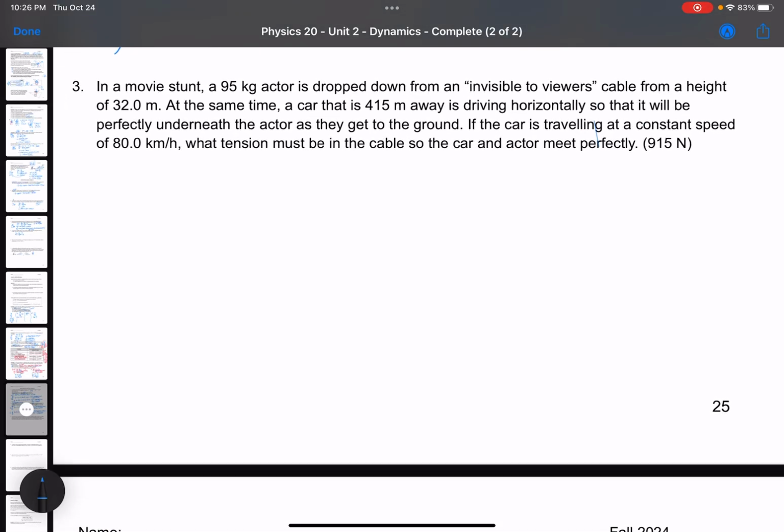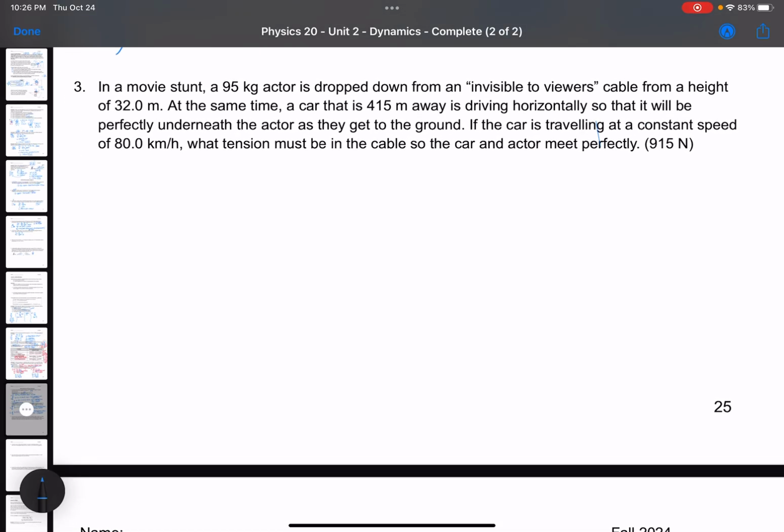All right, in a movie stunt, a 95-kilogram actor is dropped down from an invisible-to-viewers cable from a height of 32 meters. At the same time, a car is 415 meters away. It's driving horizontally, so it'll be perfectly underneath the actor as they get to the ground. So this is a stunt where the person is going to fall into the car, in a sense. Let's think about a convertible, that way they don't crash onto the roof of it. But if you've ever watched Fast and the Furious, you know absolutely anything is possible in those movies.